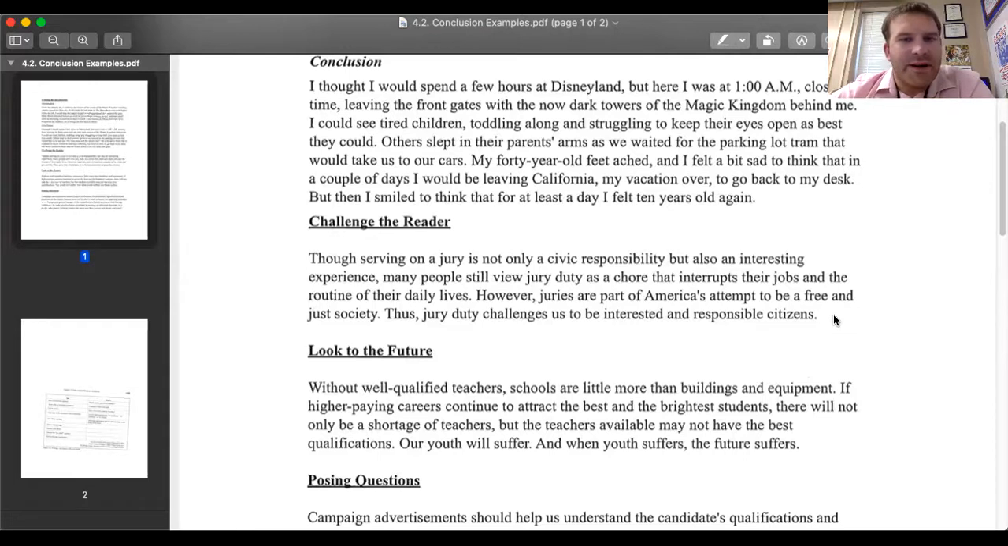Though serving on a jury is not only a civic responsibility, but also an interesting experience, many people still view jury duty as a chore that interrupts their jobs and the routine of their daily lives. However, juries are a part of America's attempt to be a free and just society. Thus, jury duty challenges us to be interested and responsible citizens. Don't you want to be an interested and responsible citizen?